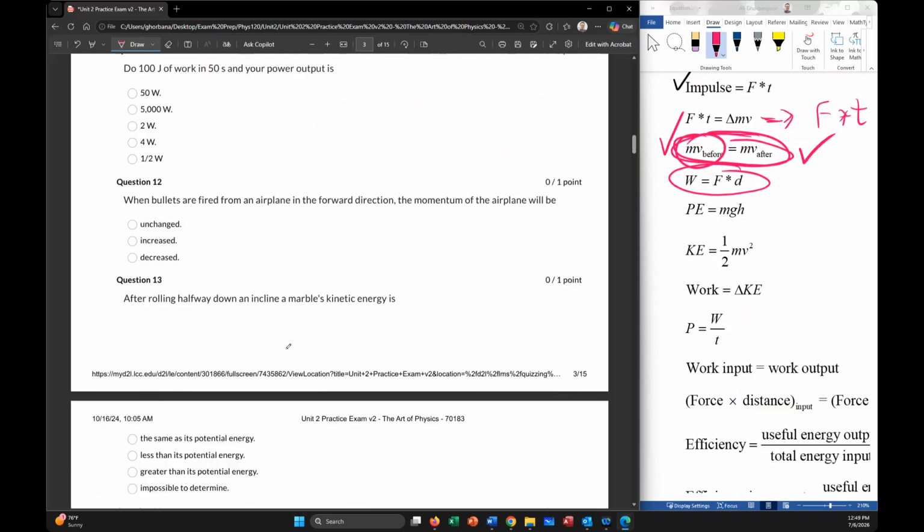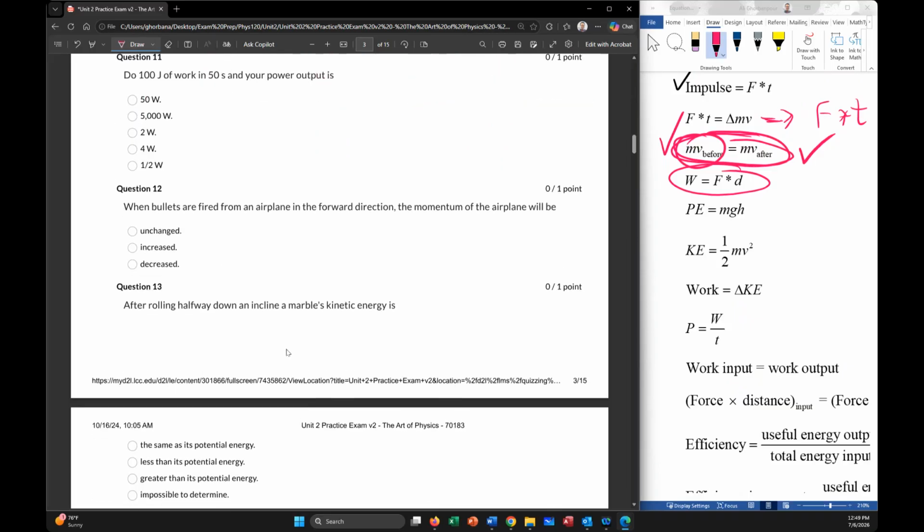Okay. Question number 10. 100 joule of work in 50 seconds. This is work, just right. Work is 100 joule, yes. How many seconds? T is 50 seconds.